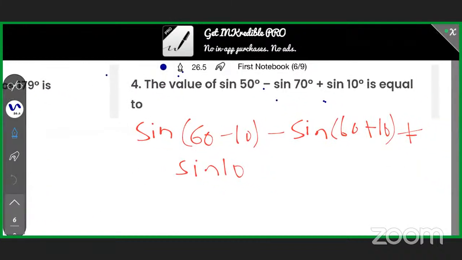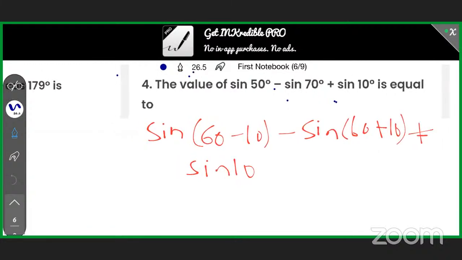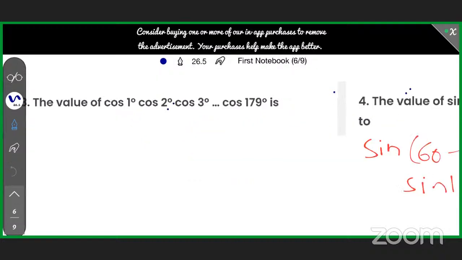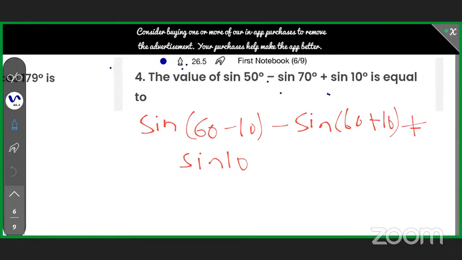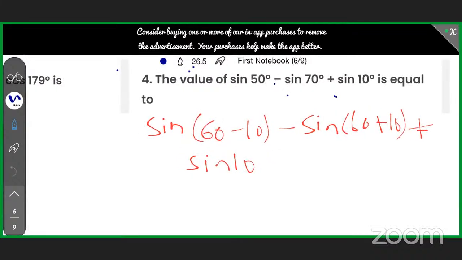Dear students, yesterday I had given you a homework. Did you solve the problem? Or did you find any difficulty in solving the problem? What answer did you get, dear students? The problem that I gave as homework was to find the value of sine 50 degrees minus sine 70 degrees plus sine 10 degrees. Will you solve this problem, dear students? What value did you get?